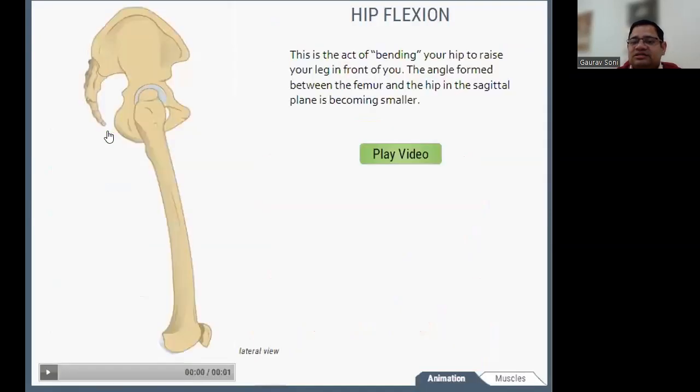Like you can see here, it's flexion. So it is an act of bending your hip to raise your leg in front of you. The angle formed between the femur and hip in the sagittal plane is becoming smaller.